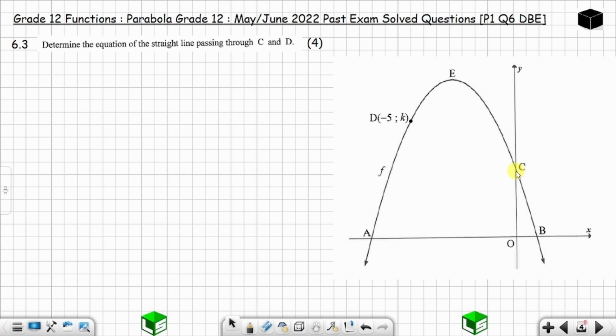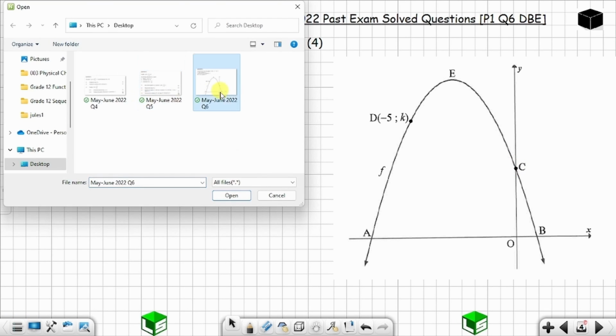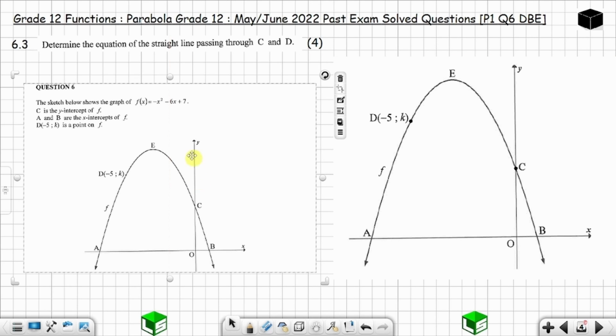And you also have point C. What are the coordinates of point C? You can see from the equation of f, you have negative x squared, negative 6x plus 7. So your constant is 7. This constant tells you what the y-intercept is. So f is cutting the y-axis at 7. This is what the constant is telling you.